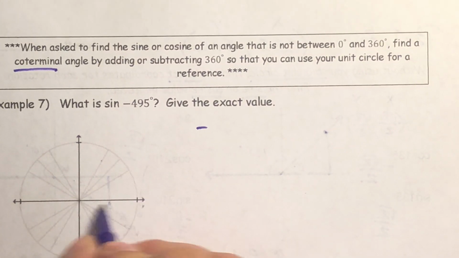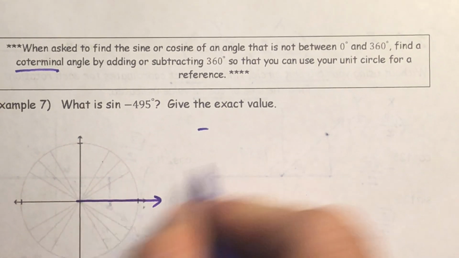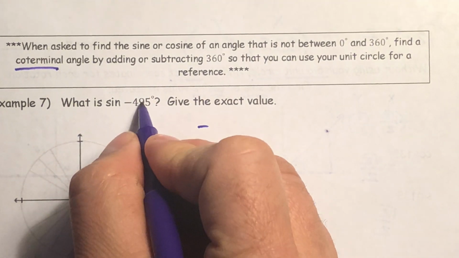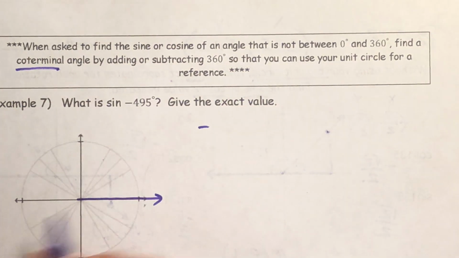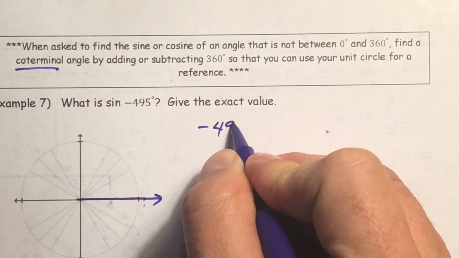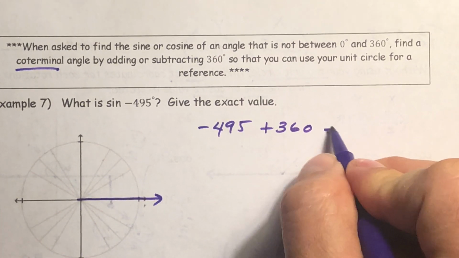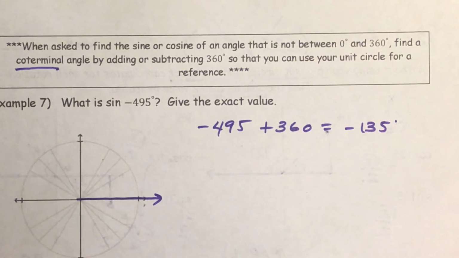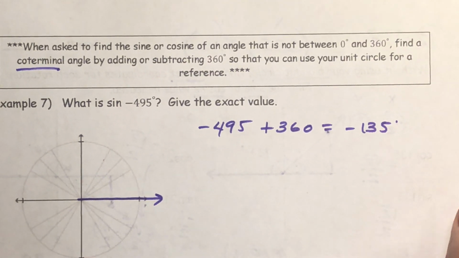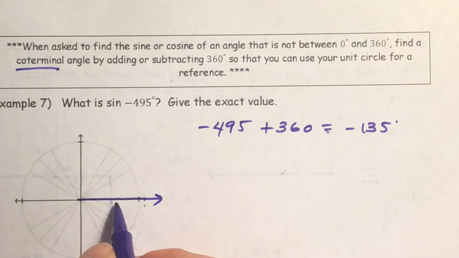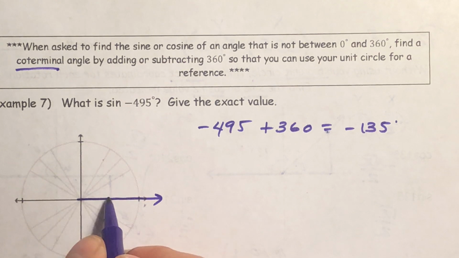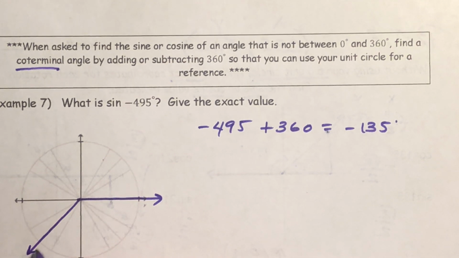Well, it's not very useful for us to go 495. Obviously, that's bigger than 360, so we're going to go around one full time. So I'm going to take negative 495, but this time I'm going to add 360 to that. And if I do that, I get negative 135 degrees. So now what I can do is take that angle, start here, and all this is saying is that I went around 360 plus another 135. Well, we just did this one.